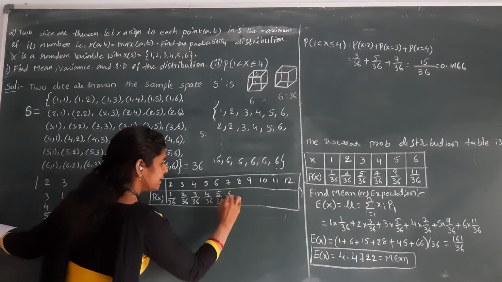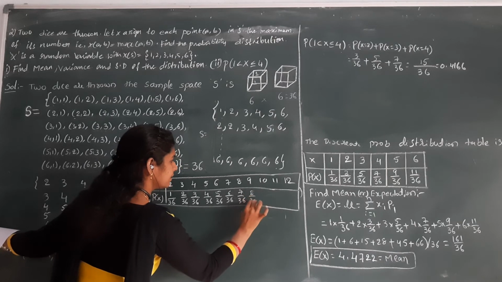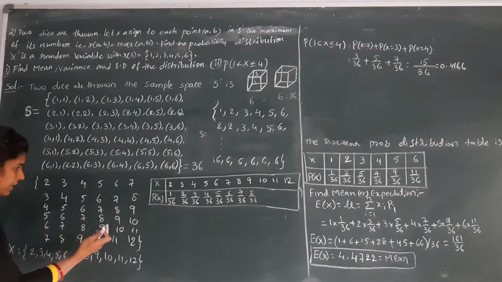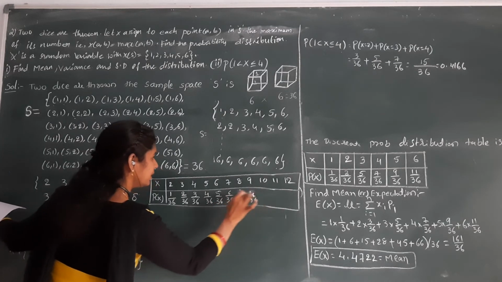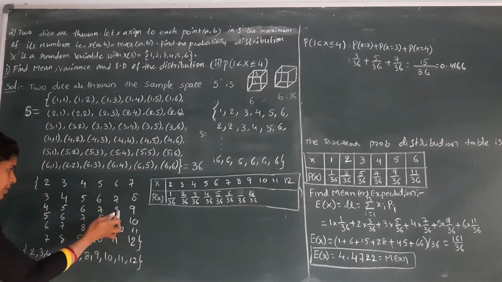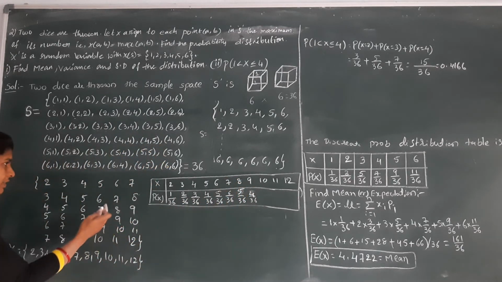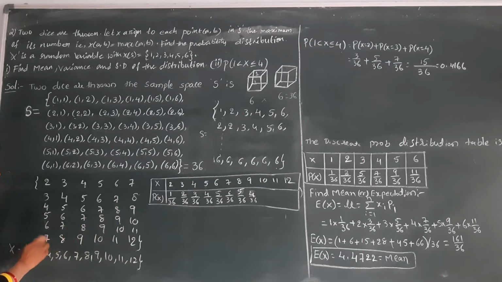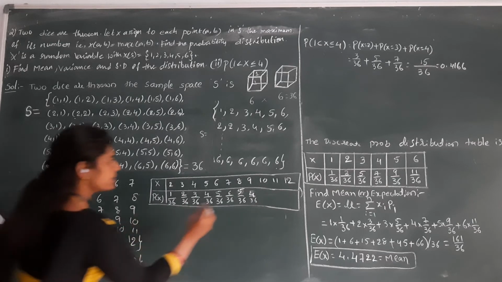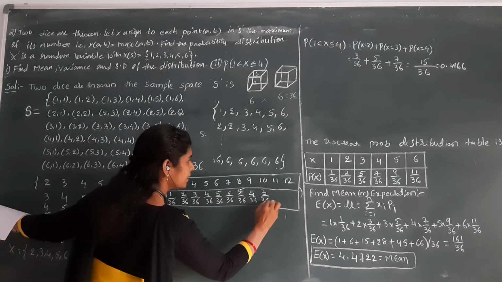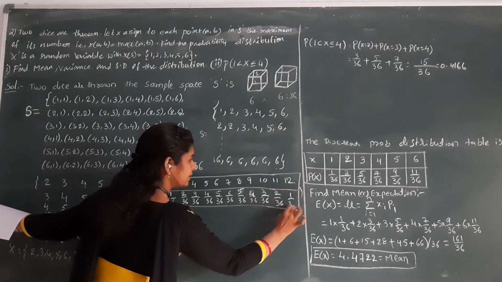Similarly, 6 by 36, 7 by 36, 8 by 36. We'll see 9, for example: 1, 2, 3, 4. Only 4, so 4 by 36. Next, 8 we will see 1, 2, 3, 4, 5, 5 by 36. Next, 7 we will see 1, 2, 3, 4, 5, 6, it's okay. Next, 10 appears 1, 2, 3, only 3 times, 3 by 36. 11 appears 2 by 36. And 12 appears only 1 by 36.